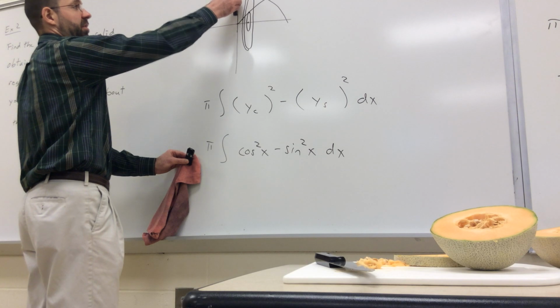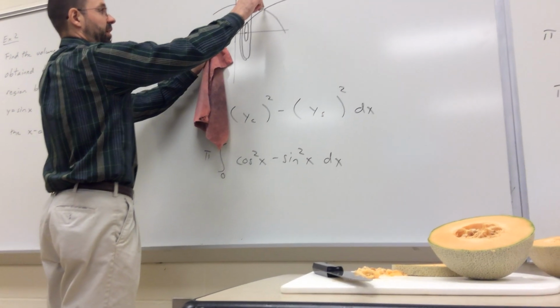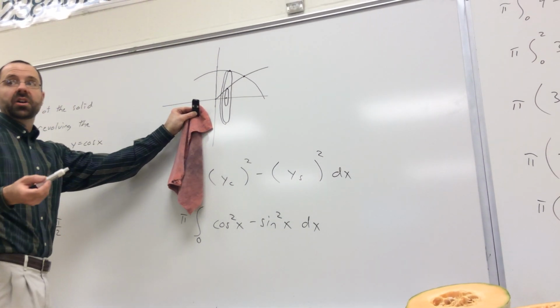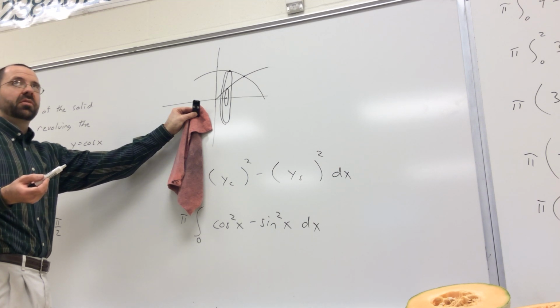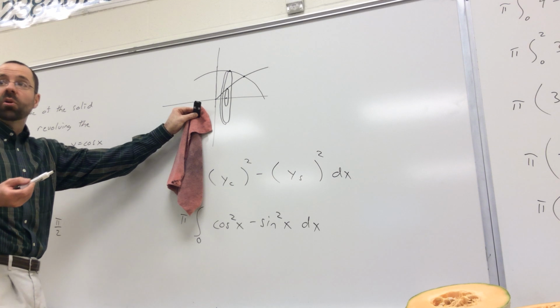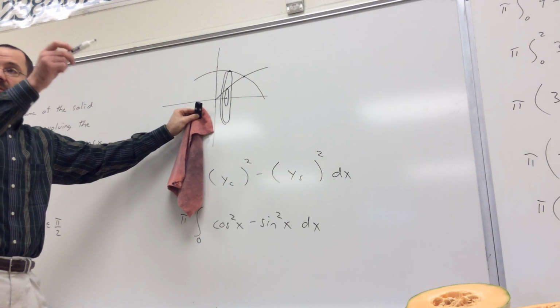From left to right, it starts at 0 and ends at whatever this point is. So cosine and sine hit each other at where? Cosine of pi over 2 is 0. Sine of pi over 2 is 1. So no. Yes, they hit at pi over 4 because they're both root 2 over 2, right? On the unit circle, pi over 4.